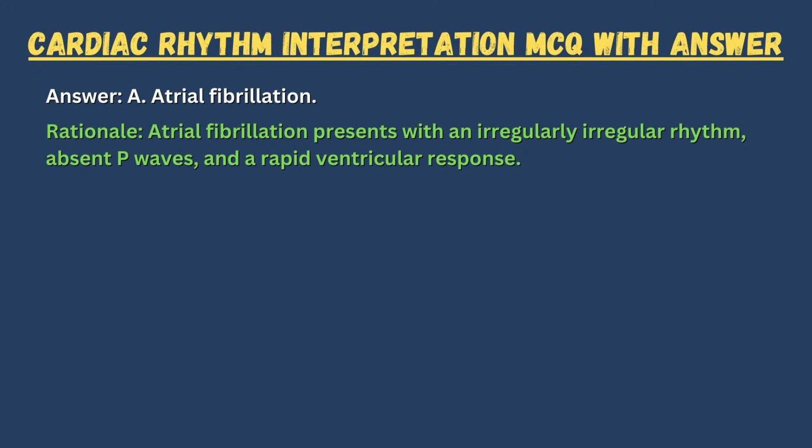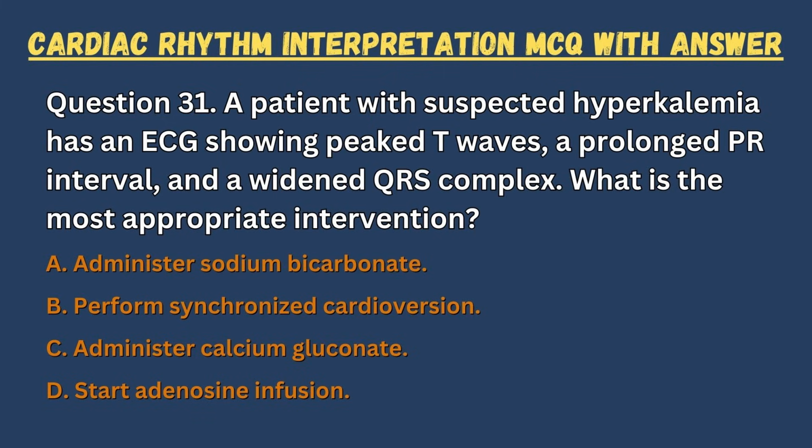Answer: A. Atrial fibrillation. Rationale: atrial fibrillation presents with an irregularly irregular rhythm, absent P waves, and a rapid ventricular response. Question 31. A patient with suspected hyperkalemia has an ECG showing peaked T waves, a prolonged PR interval, and a widened QRS complex. What is the most appropriate intervention? A. Administer sodium bicarbonate. B. Perform synchronized cardioversion. C. Administer calcium gluconate. D. Start adenosine infusion.